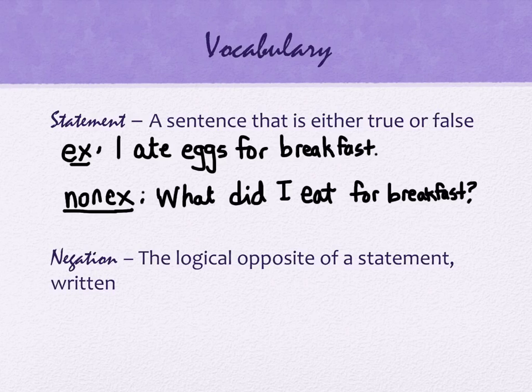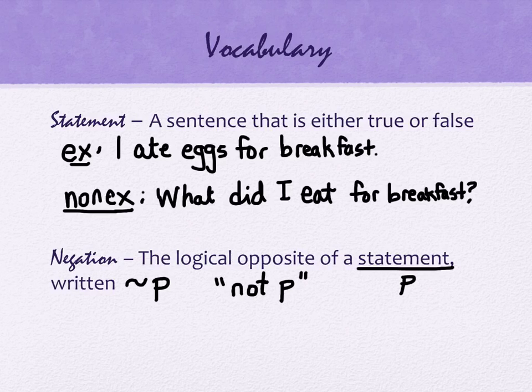A negation is the logical opposite of a statement. If the statement is written as P, like the letter P, then the negation is written as a tilde and then a P. And we read this as, when we see it, we don't say tilde P. I mean, sometimes we do, but really it is read as not P.